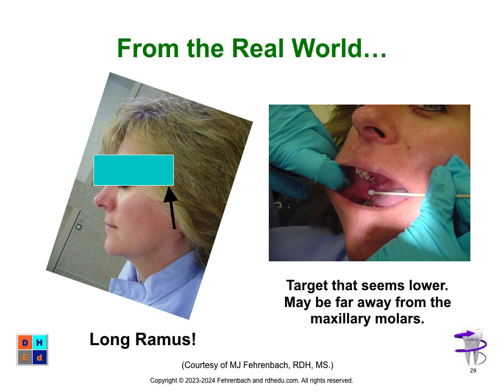So from the real world here, what do we have? Long ramus. Notice short jaw, but you can have both. You can have a long and a long. The target again seems much lower. Look how low that is. I mean, you feel like you're on top of the occlusal surface of whatever molar you're at. It's going to be so far away from the maxillary molars.